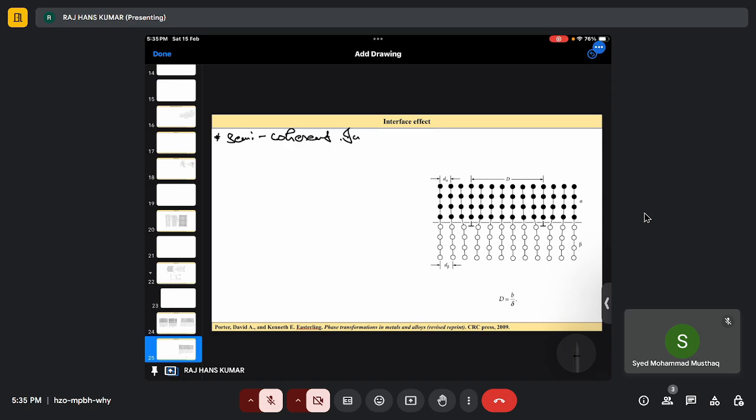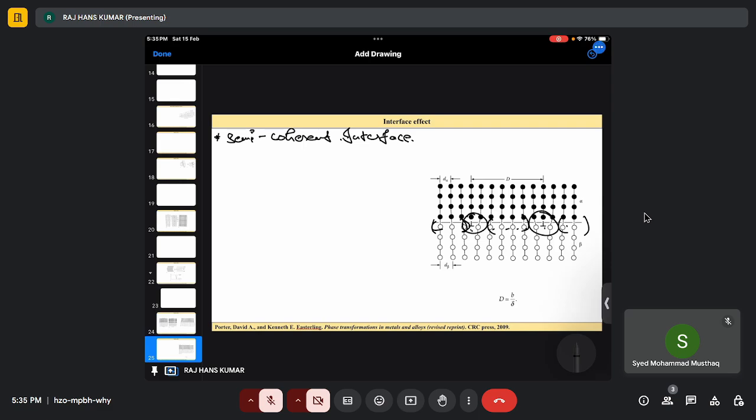Semi-coherent interface. The name itself suggests some parts are coherent, some parts are incoherent, right? So you can see here the atomic planes are being matched, but here the bonds are broken. Here the atomic planes are matched. Here one atomic plane is missing. Here the atomic planes are matching. That's why we call it a semi-coherent interface.